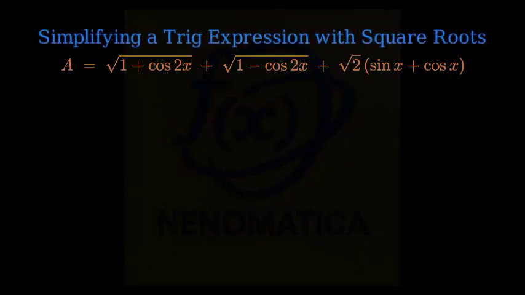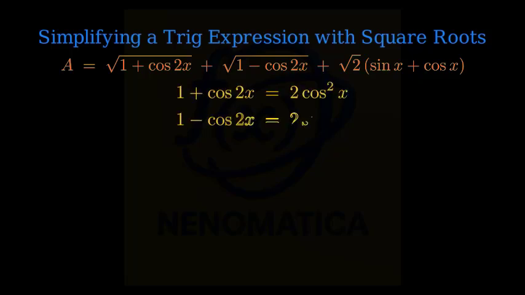Here is the problem. We want to simplify the quantity a defined as the square root of 1 plus cosine of 2x plus the square root of 1 minus cosine of 2x plus square root of 2 times the quantity sine x plus cosine x. First step, use the double angle identities.